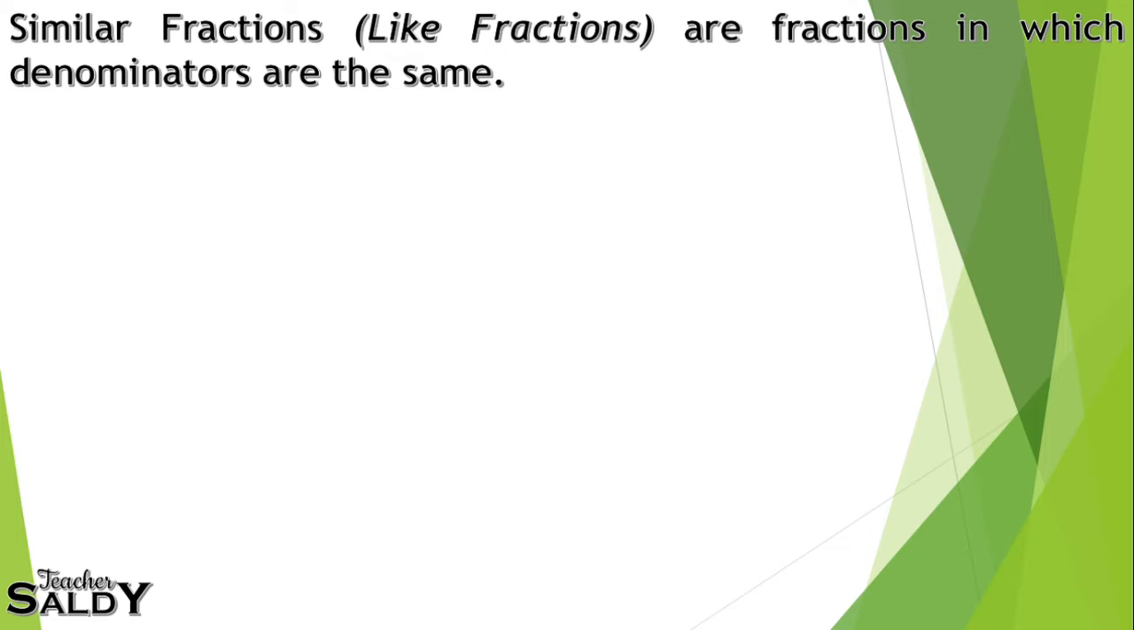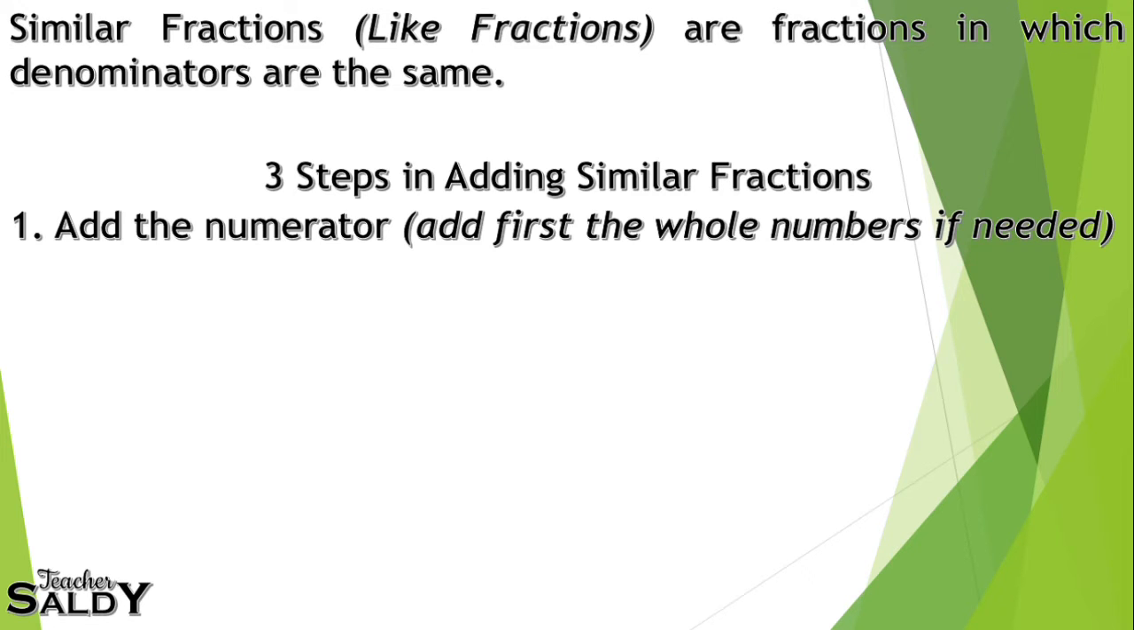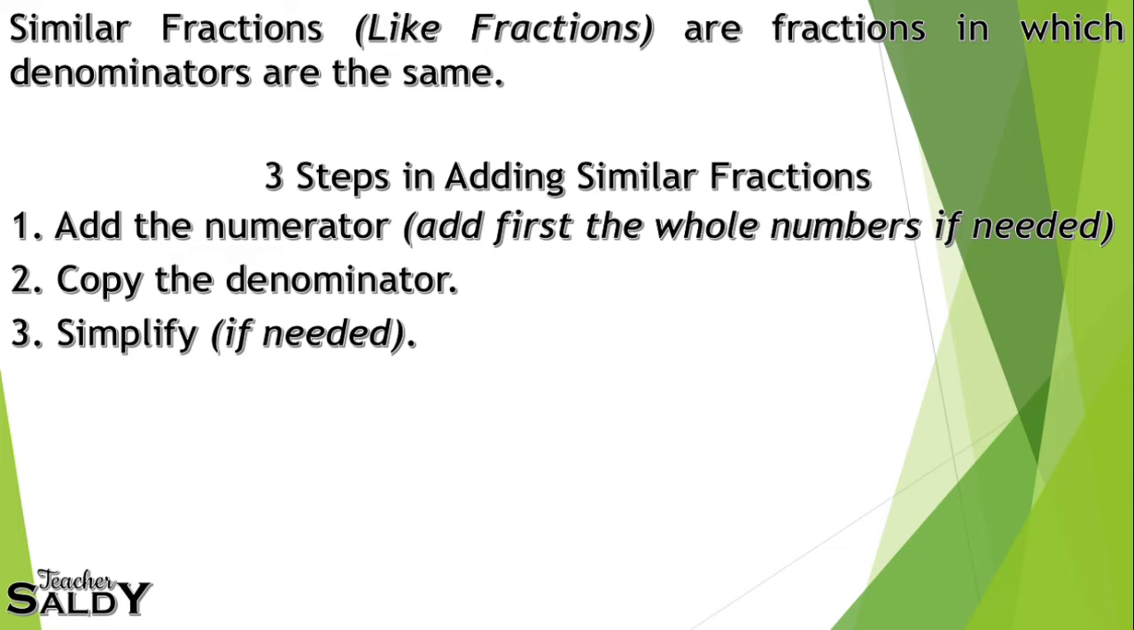So similar fractions, or also known as like fractions, these are the fractions in which denominators are the same. We have three steps in adding similar fractions. First is add the numerator. If it is a mixed number, you would add first the whole numbers. The second is to copy the denominator. And then lastly, simplify if needed. Later on, I will teach you how to simplify a fraction.